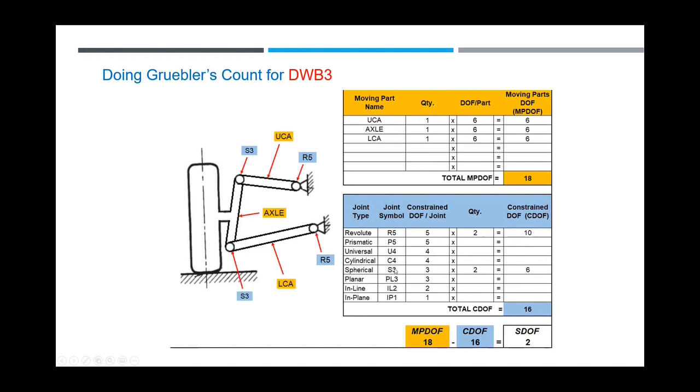I have 2 spherical joints, which is 16. So 18 subtract 16 is 2. So there's 2 degrees of freedom. Here's what it looks like. Well, 1 degree of freedom is up and down, the rotation here. But the 2nd degree of freedom, since there's 2 spherical balls, it will pivot around there. So now you have a mechanism that can suspend up and down and rotate, right?